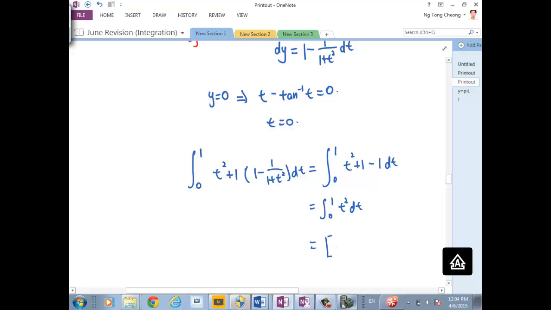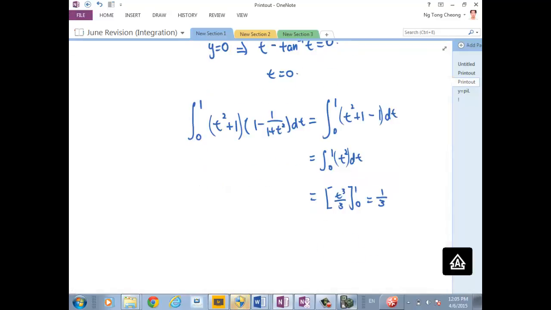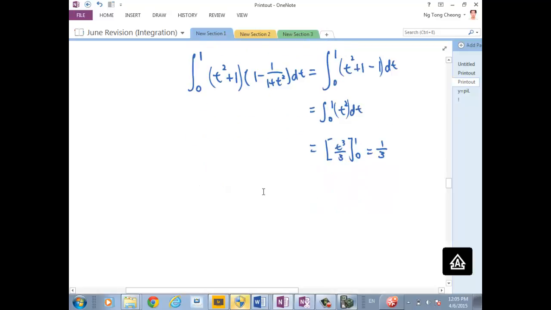Unfortunately, the question asks for Sx, but fortunately, it's very easy to integrate. So that's how you work with parametric. Moving on. I'm done with area, so that's all for your area.